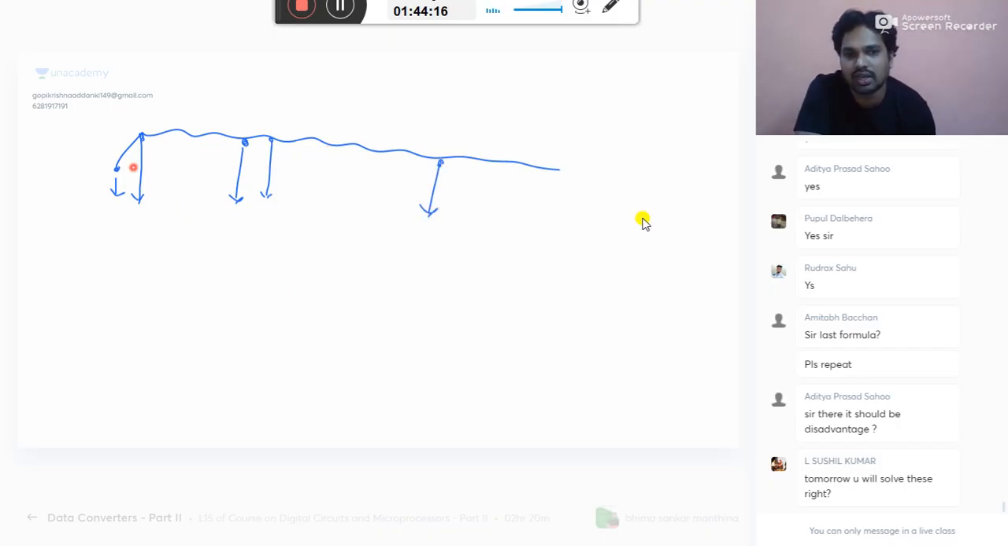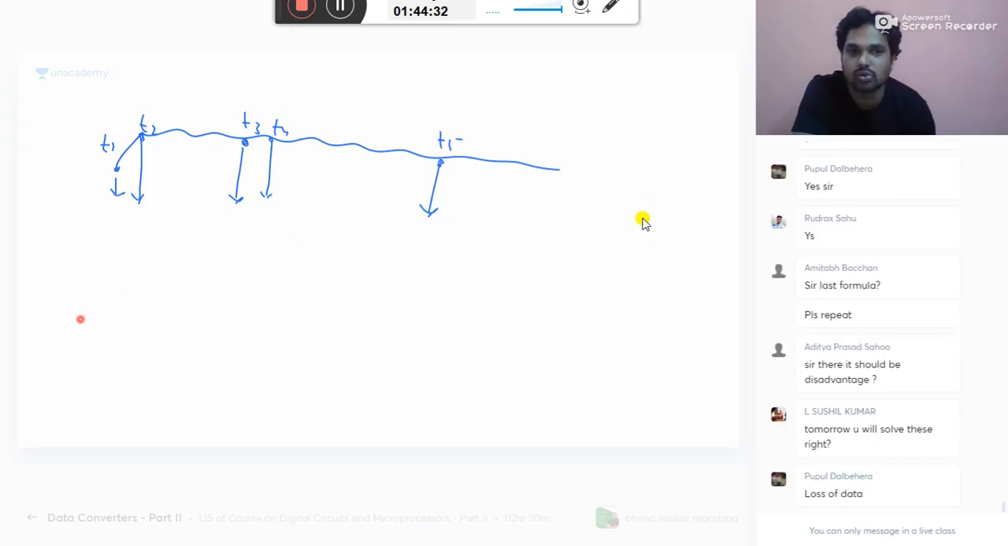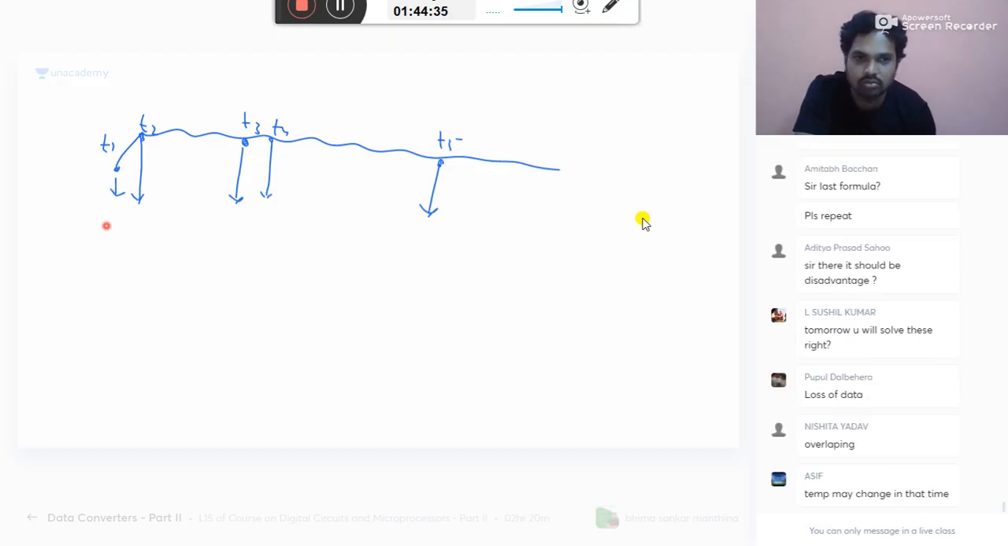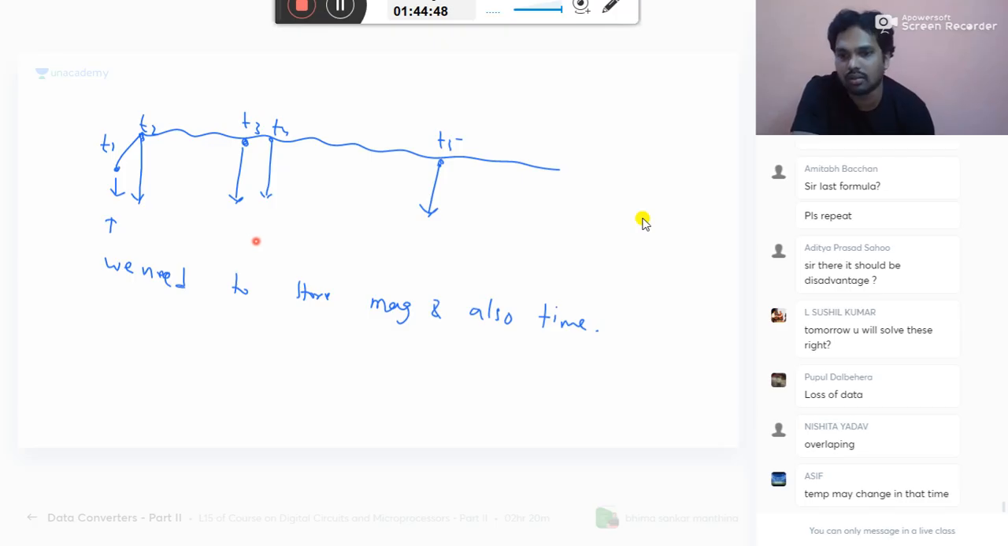If you get the conversion at a different time instance, what is the disadvantage? So this is at T1, T2, T3, T4 and T5. Here, if I get this data at a different instant, I have some disadvantage. What is that? I need to store magnitude, and also time. So I need to store the magnitude and again at what time it is.